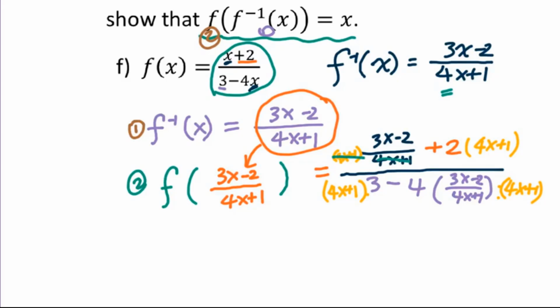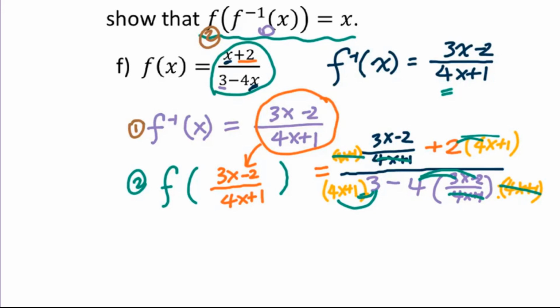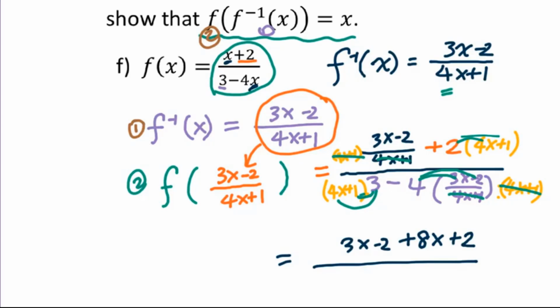Then reduce. This is gone. This one you have to use the distributive property, and this too. This is gone. Then for negative 4, you have to use the distributive property. Therefore, we got 3x minus 2 and plus 8x plus 2. Look at the denominator: 3 times 4x, that's 12x. 1 times 3, that's plus 3. Then negative 4 times 3x is minus 12x, and negative 4 times negative 2 is plus 8. Then cancel: minus 2 plus 2, positive 12x and negative 12x. You got 11x over 11, so it equals x. We finish proving now.